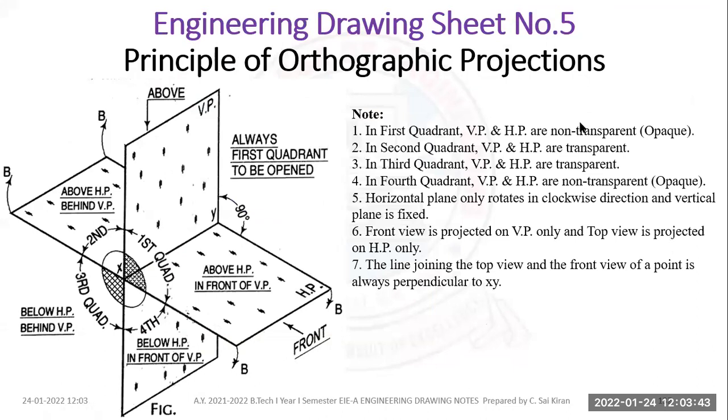So a line joining the top view and front view is always perpendicular to XY. And in the first quadrant, VP and HP are non-transparent, so that you can see the shadow here.